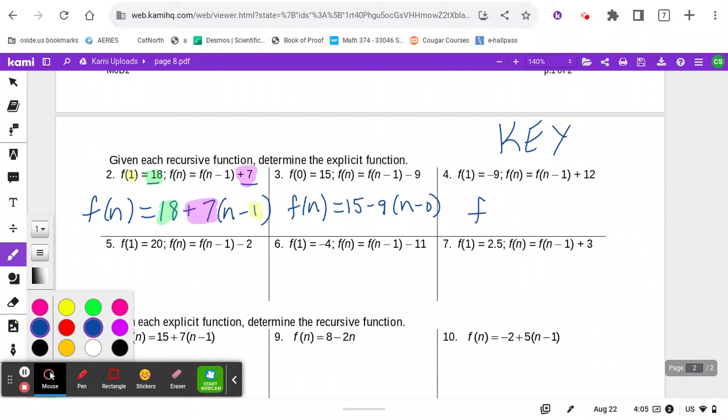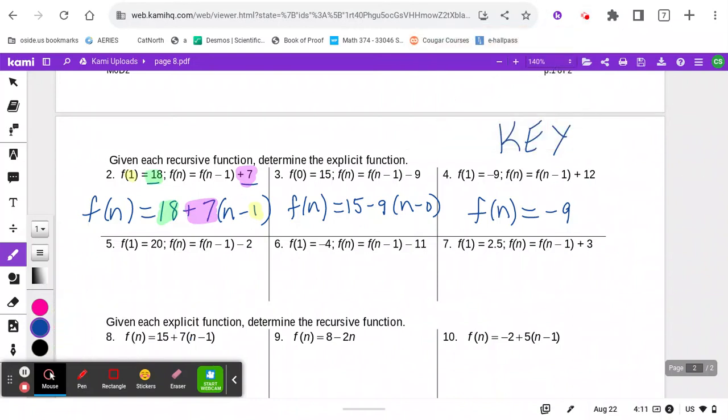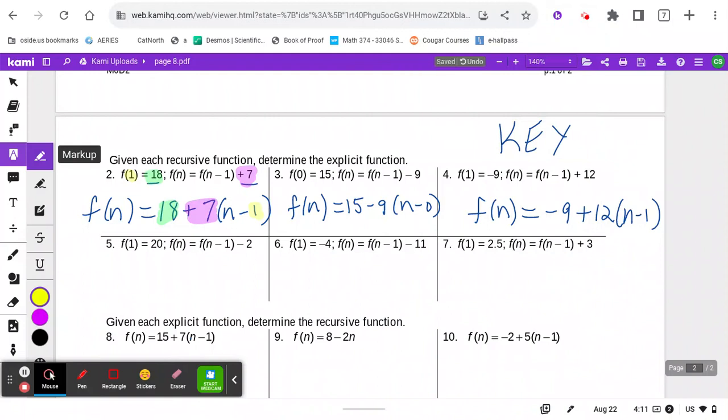All right, pause the video, try the next one, see how you did. All right, here we go. F of n equals, begins at negative 9, adding 12. All right, so begins with negative 9, adding 12 repeatedly to the one before time 1. So again, just to reiterate, where is this coming from? This right here is coming from negative 9. This right here is what we're adding each time. Your common difference goes here, and then the time 1 comes from right here. Okay, hopefully you found all those easily.